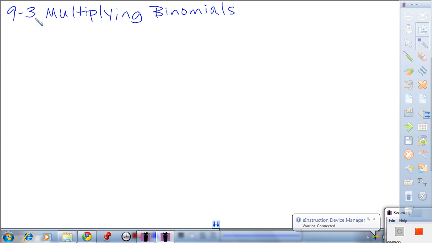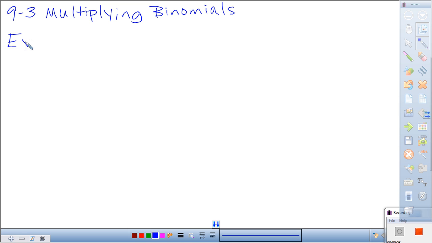This is lesson 9.3, Multiplying Binomials. We're just going to go ahead and skip example 1 since that's a method you'll probably never use. So moving on to example 2, they want us to simplify 2y minus 3 times y plus 2.